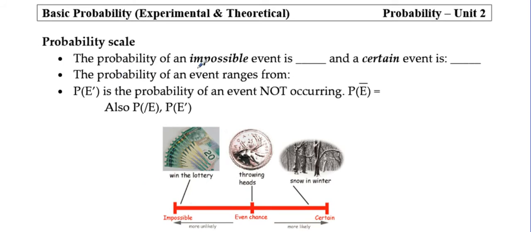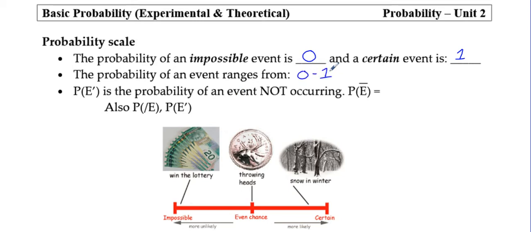A probability of an impossible event is 0. So that would be like rolling a 7 on a 6-sided die. The probability of an event being certain is 1. So for instance, if you were drawing a card from a deck of cards, what's the probability that you would draw either a spade, heart, club, or diamond? Well, that's 1 because it has to be one of those. There's no way of it being anything else. So the probability ranges from 0 to 1.